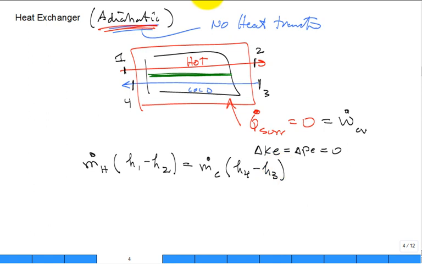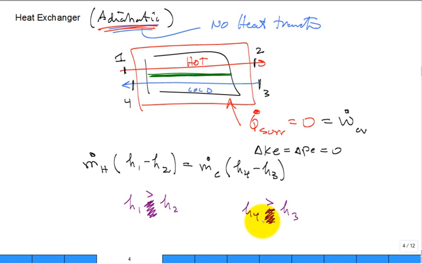Here's a bunch of questions. What is H1 compared to H2? Greater, equal, less for the hot fluid? H1 is greater. That's exactly right. How about H4 compared to H3 of the cold fluid? Greater, equal, less? Yeah, it's going to be greater, right? Because it's picking up heat. It's going out warmer. Okay.